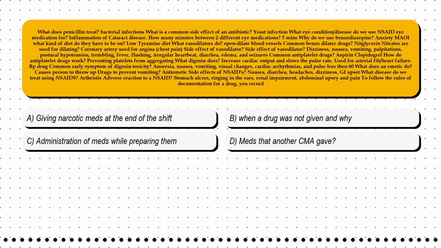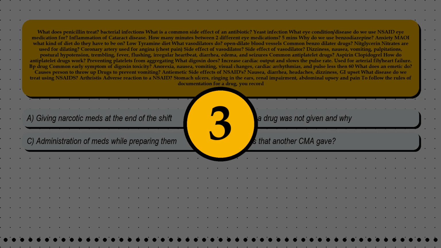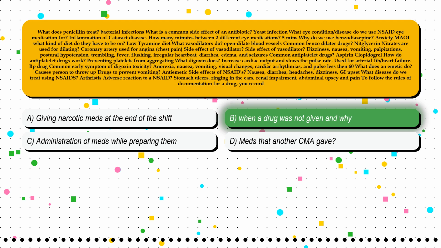To follow the rules of documentation for a drug, you record: Option A, giving narcotic meds at the end of the shift. Option B, when a drug was not given and why. Option C, the administration of meds while preparing them. Option D, meds that another CMA gave. The correct answer is option B, when a drug was not given and why.